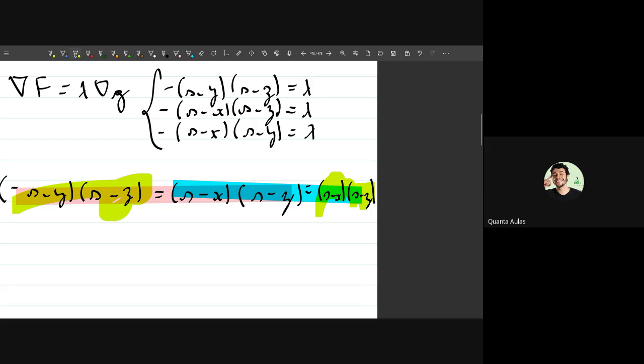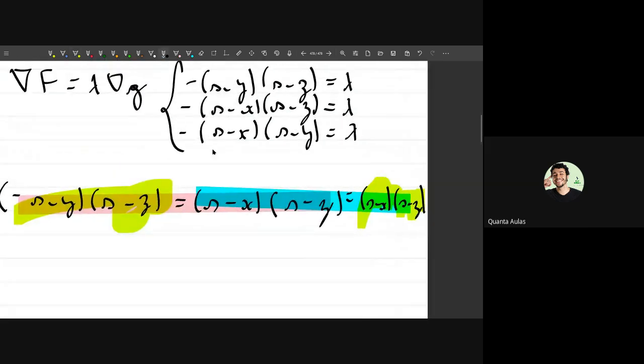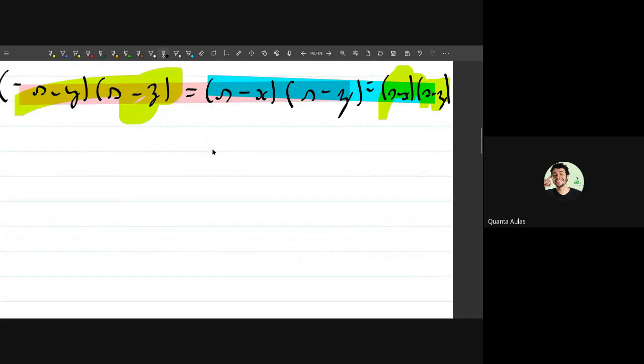Oh, you already did. Let me see. Okay, you obtained a cool relationship. Very cool. The relationship is a pattern in these maximization problems.